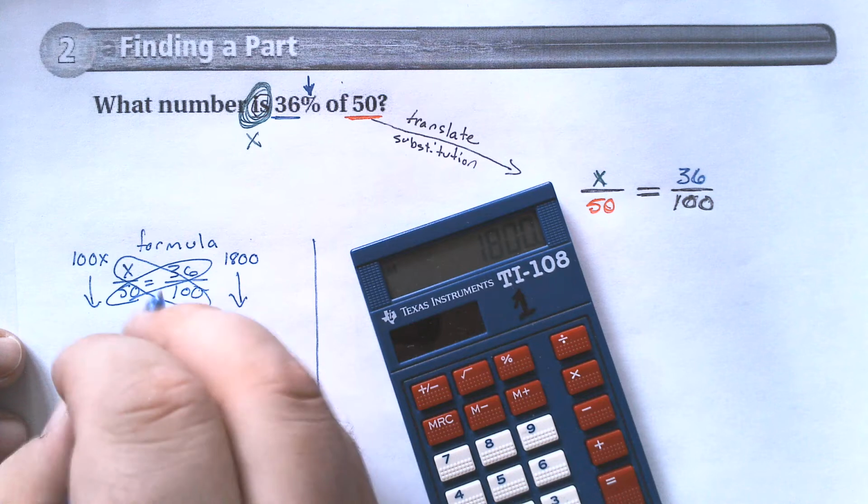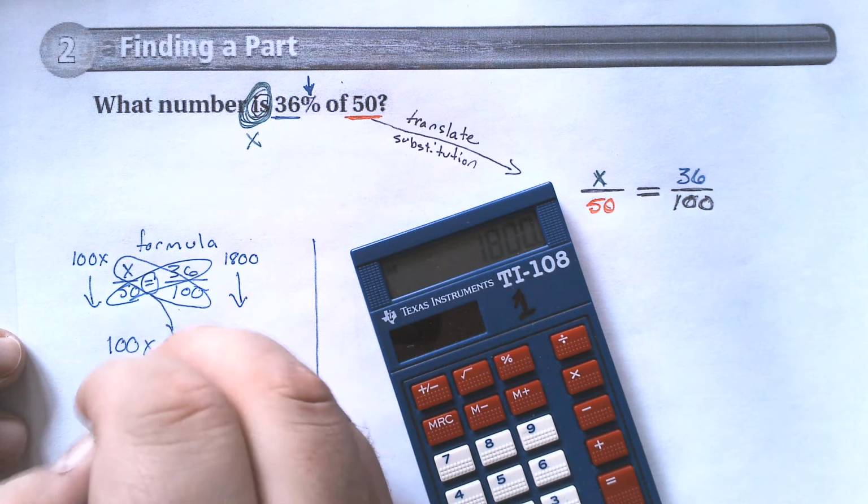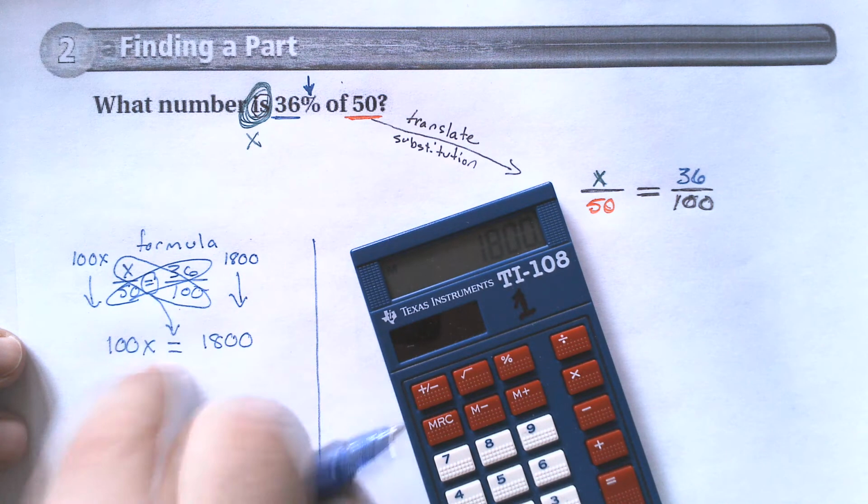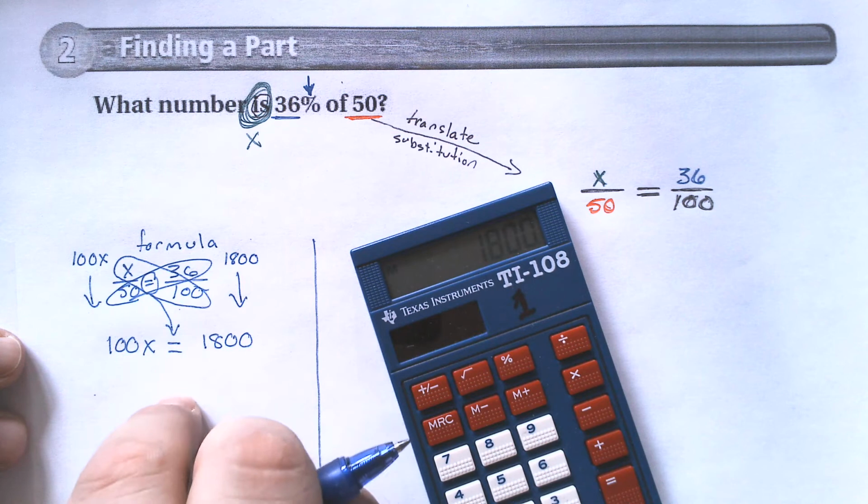1800. And then because this guy is sitting there in the middle, I set these equal. If that was a plus sign, I would add. If it was a minus sign, I'd subtract.